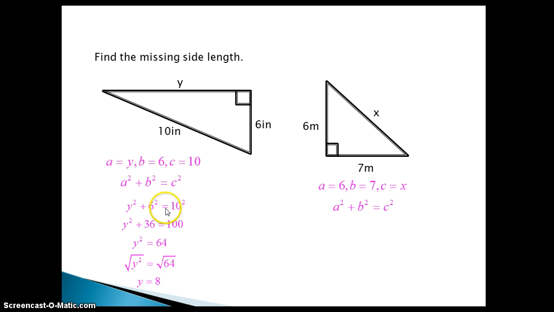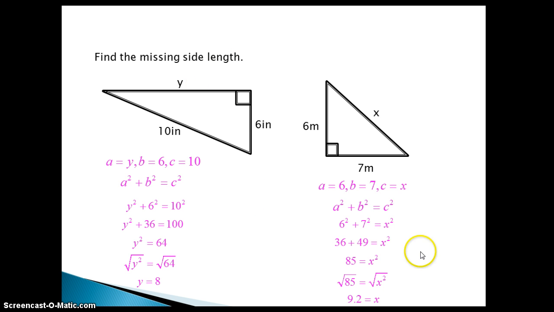Pythagorean theorem. So y squared plus 6 squared equals 10 squared. Let's simplify. 6 squared is 36. 10 squared is 100. We're going to cancel our coefficient. We get y squared equals 64. Well, how do we get rid of a square again? We need to square root it. So the square root of y squared means the square root of 64, which we know to be 8. So our length here is 8.